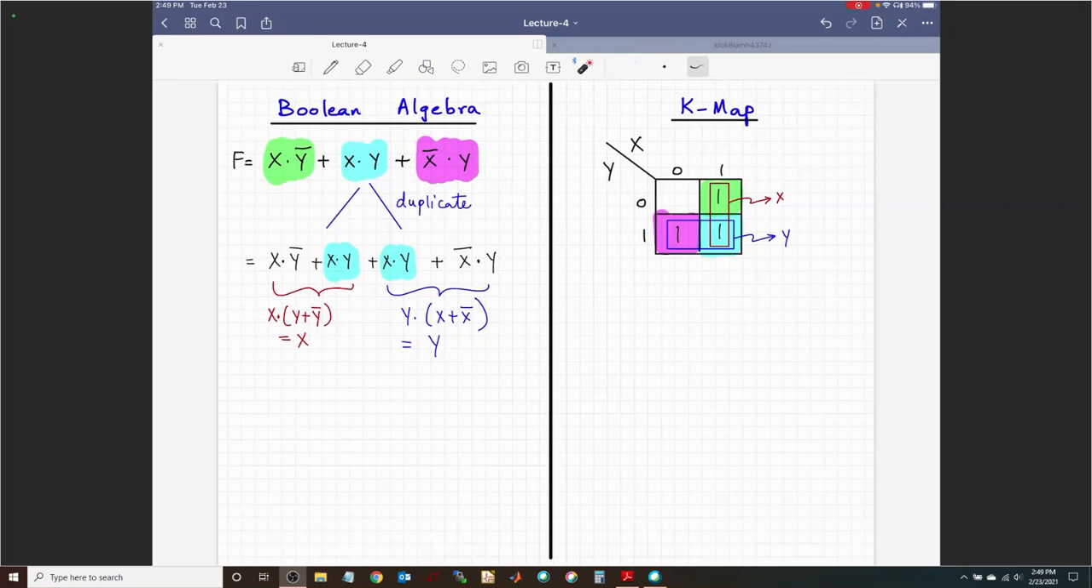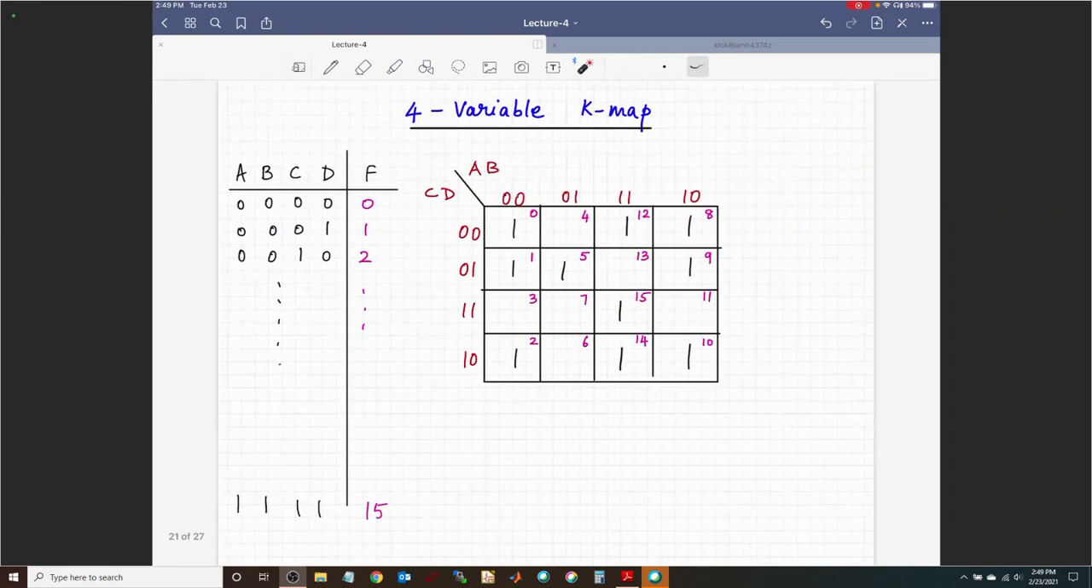All right, so it looks like you guys have it. Let us now try to increase the size of our K-map. Now we go to a 4 variable K-map. Over here we need 4 input variables. In this case we are using A, B, C, and D, and some arbitrary output F.